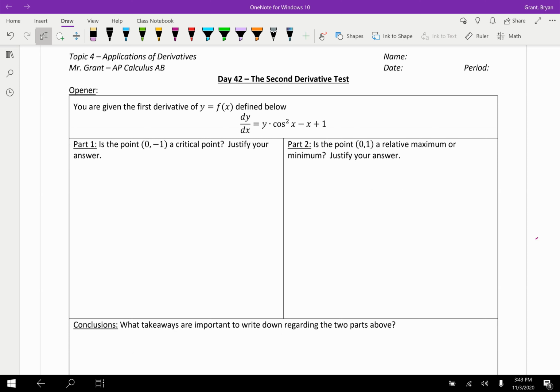Our opener gives us a complicated first derivative. Now, we've seen first derivatives that look like this before. dy/dx equals y times the cosine squared of x, minus x plus 1. It's complicated looking. It's not great.